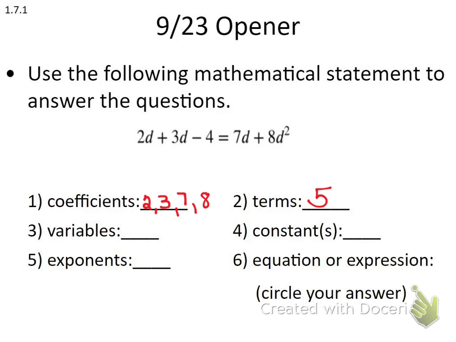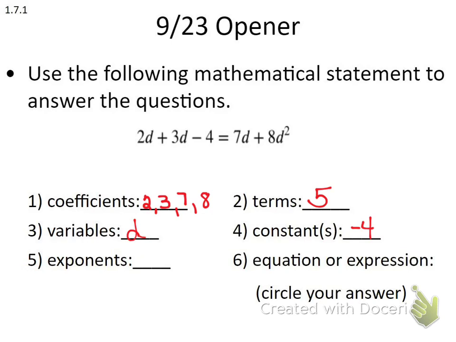Okay? Then we go to variables. What are my variables? D's. They're all D's. Okay? What about constants? -4. Good job on taking that negative with it. And what is a constant? It's a number by itself and not a variable. That's right, a number by itself that does not have a variable.